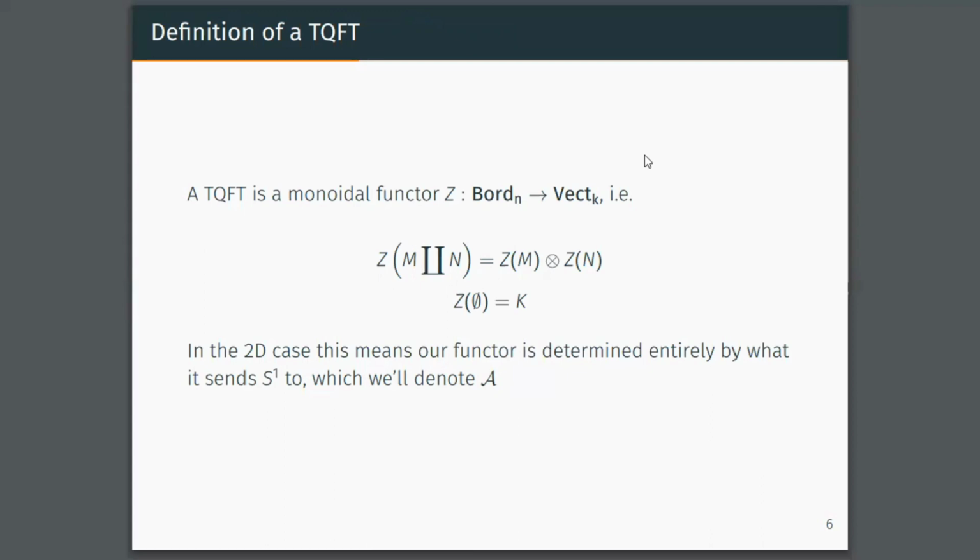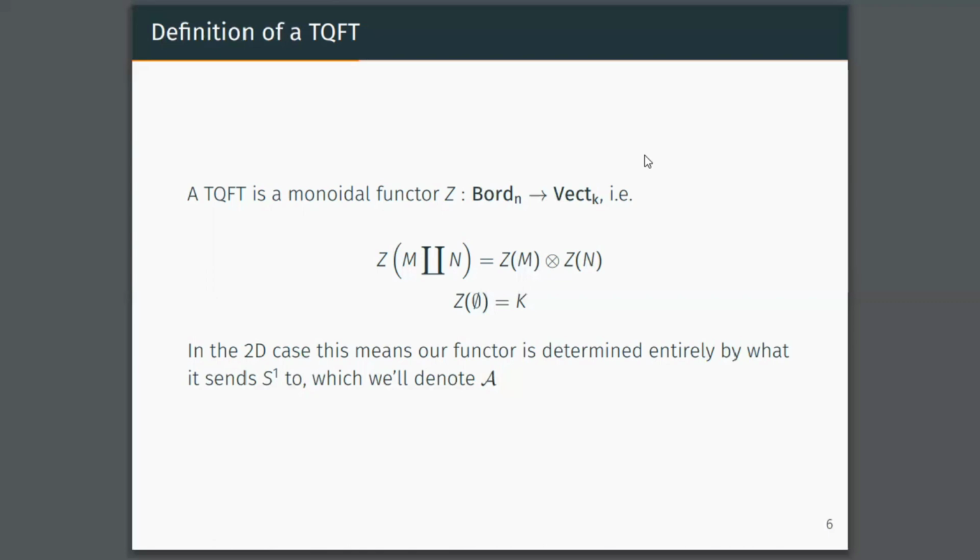So what this means is to every manifold in our cobordism category, in the 2D case, this is circles and disjoint unions of circles, we're going to assign a vector space. To every 2D straw thing, we assign a linear map between vector spaces. And now we also ask that this respects the monoidal structure. So if we take 2 circles and put them next to each other, the vector space we assign to that is the tensor product of the vector spaces we assign to each circle. And the only other thing is, if we have the empty set, we assign the base field to it.